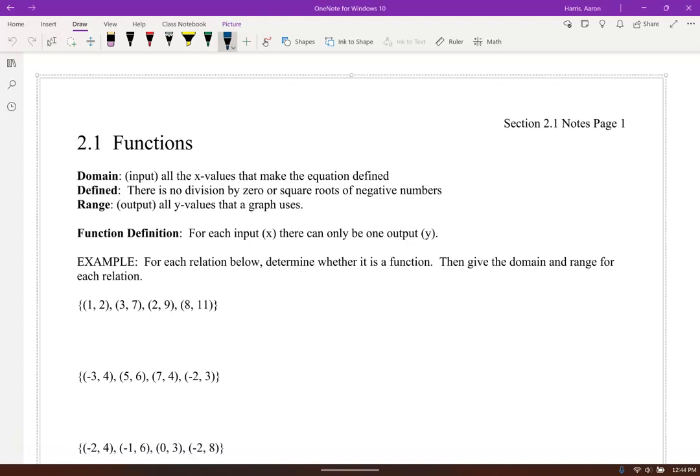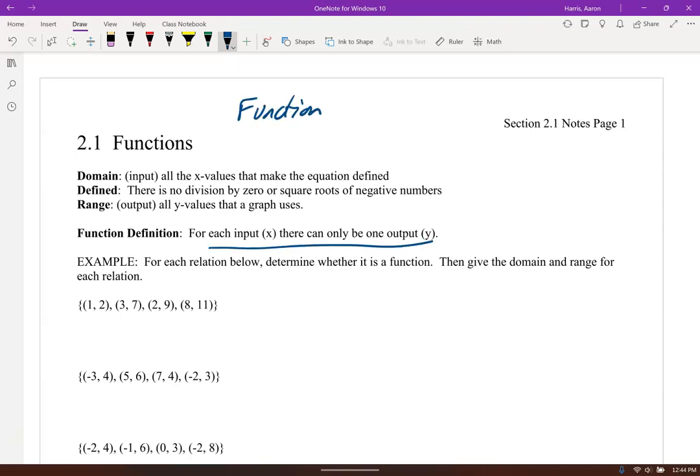All right, functions. The definition of a function is for every input, there's only one output. In other words, in terms of x and y's, for every x, there's only one y. That's the definition of a function, okay?